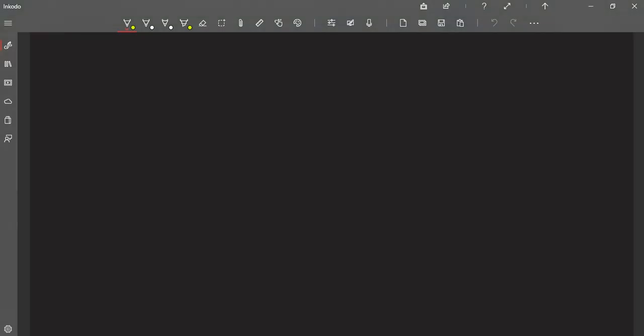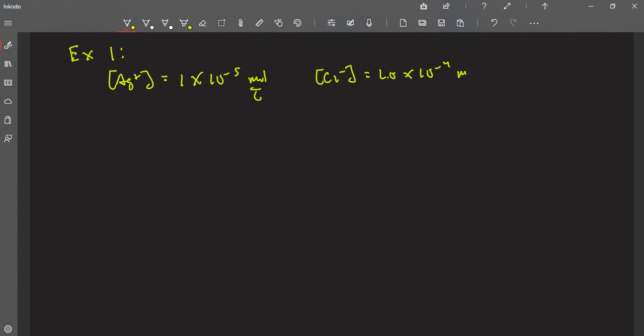If we were in class, that would definitely be something you would be doing right now. So example 1. Okay, now this is what is given to us. The concentration of silver is 1 × 10⁻⁵ moles per liter, and the concentration of your chloride ions is 1.0 × 10⁻⁴ moles per liter.